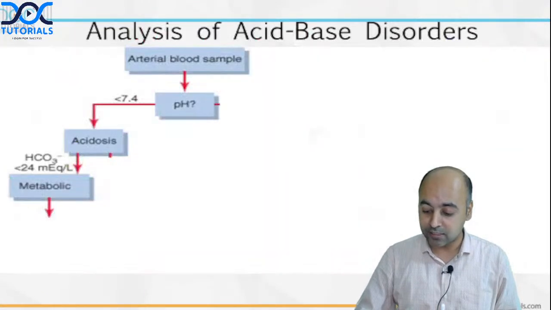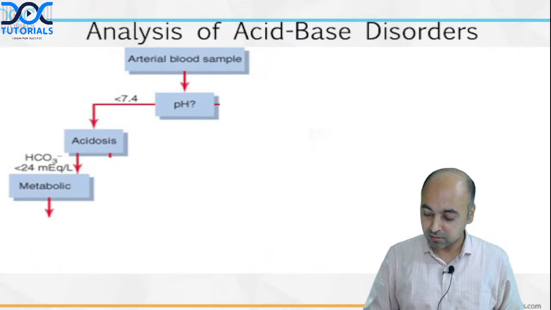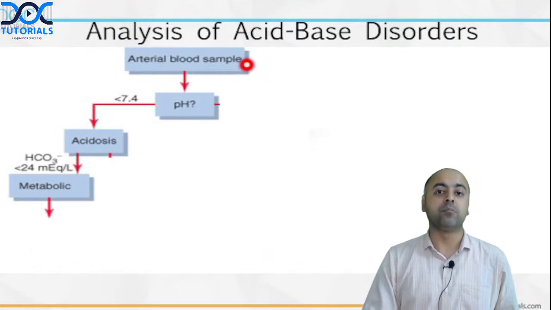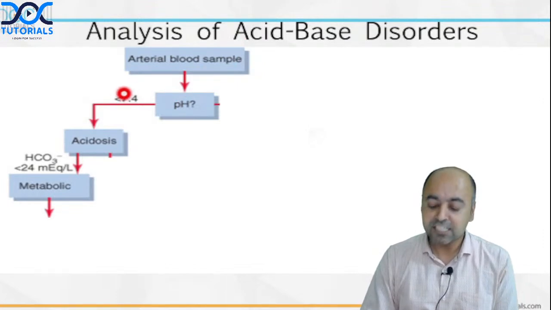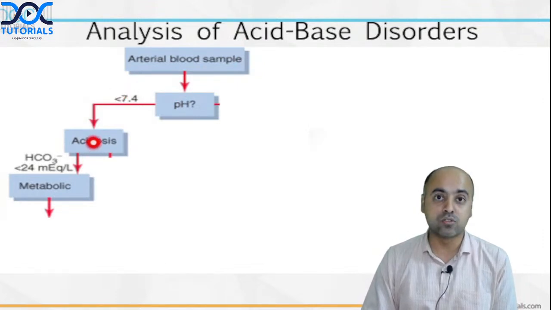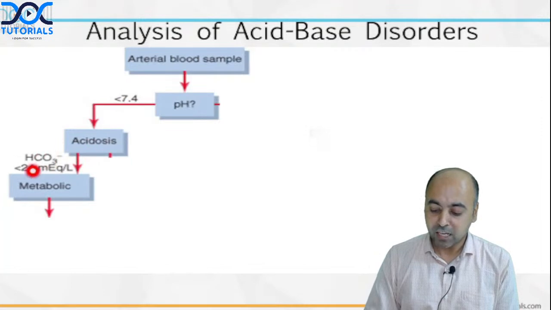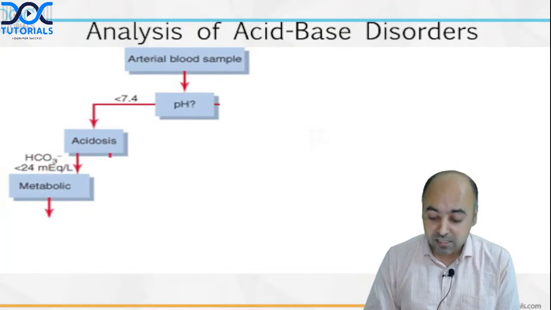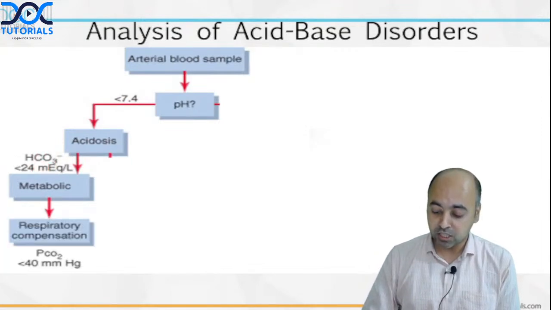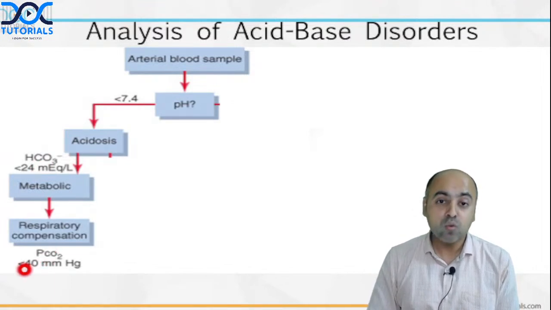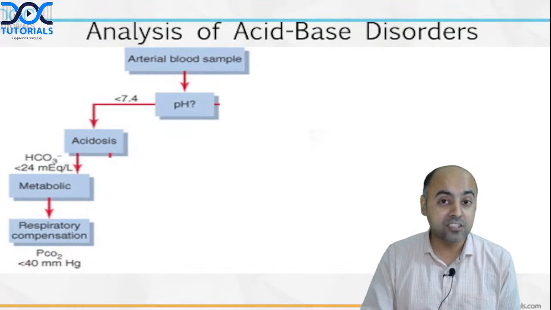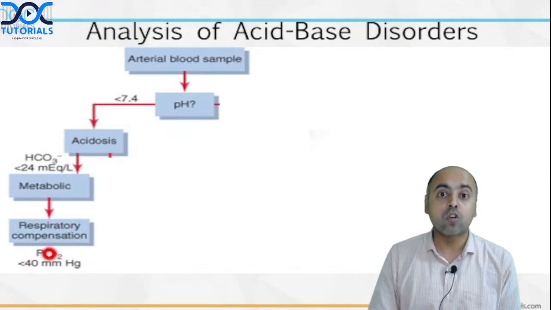So I'll quickly summarize. See here, we get the arterial blood sample, we look at the pH value. If it is less than 7.4, then it is acidosis. In acidosis, the bicarbonate should be decreased. If it is decreased, then it is metabolic in nature. And if PCO2 is going to a lesser value, when it should be increased in acidosis, in that case it is compensation.